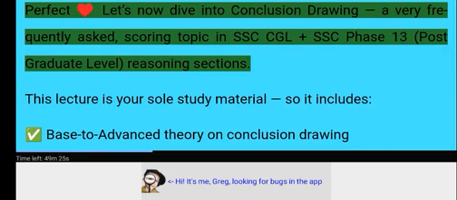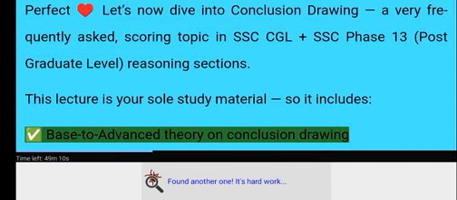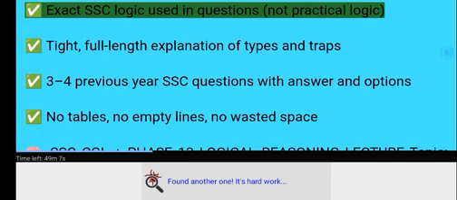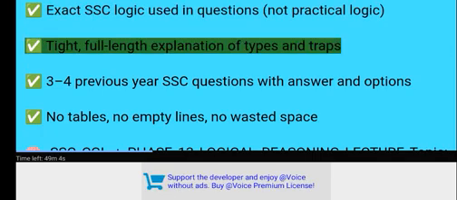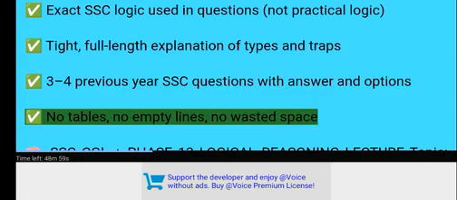Perfect. Let's now dive into conclusion drawing, a very frequently asked scoring topic in SSC CGL and SSC Phase 13 postgraduate level reasoning sections. This lecture is your sole study material. It includes basic to advanced theory on conclusion drawing, exact SSC logic used in questions, not practical logic, full-length explanation of types and traps, and 3 to 4 previous year SSC questions with answers and options.